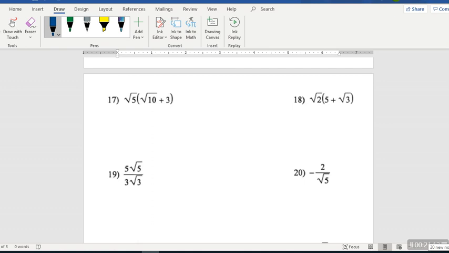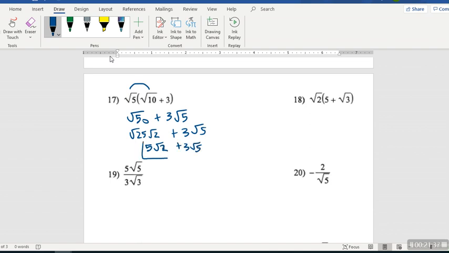All right, a little distributive property here on number 17. The square root of 5 times the square root of 10 is root 50. Root 5 times 3 is 3 root 5. Now we just need to simplify this. Root 50 becomes root 25 times root 2, and the square root of 25 is 5, so that's 5 root 2, plus 3 root 5. Can't go any further than that.